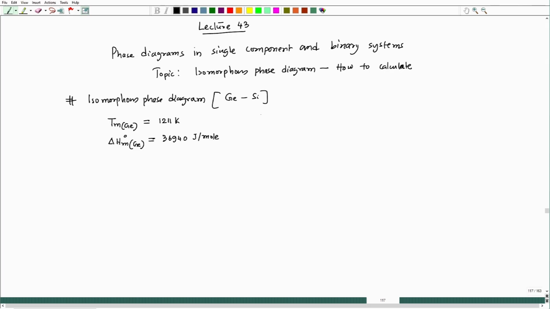and if I try to see silicon, for silicon Tm silicon is equal to 1687 Kelvin, and delta H m naught silicon is equal to around 50210 joule per mole.